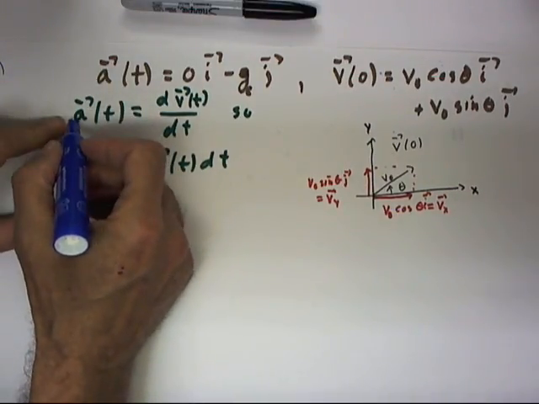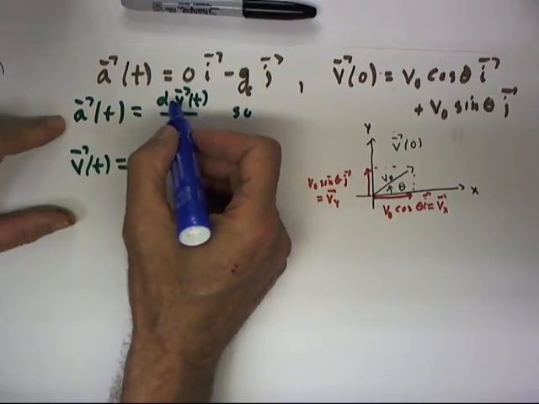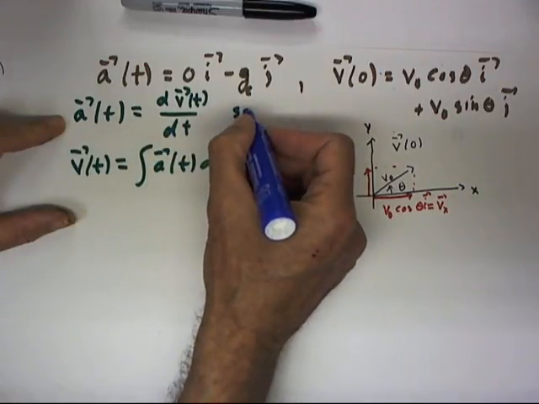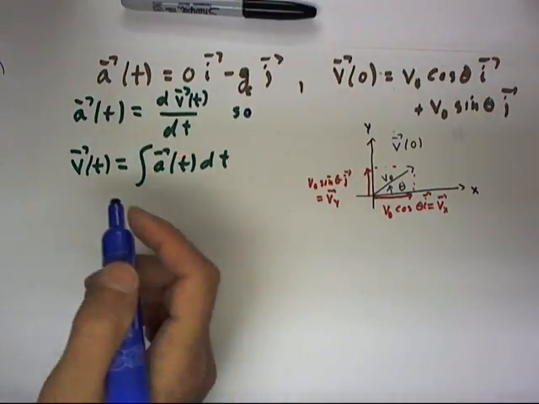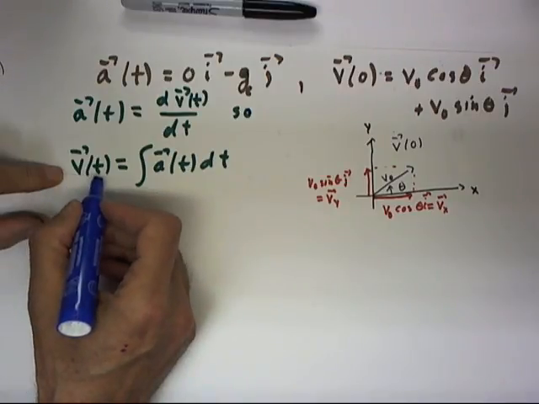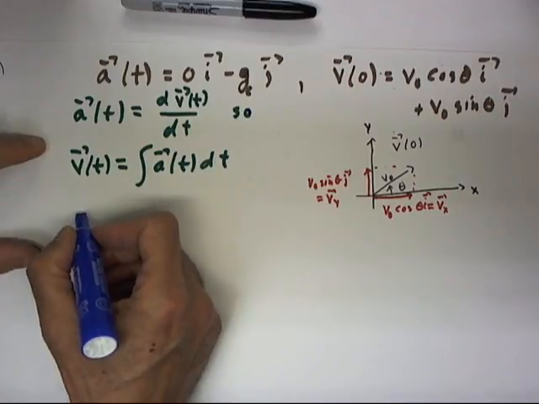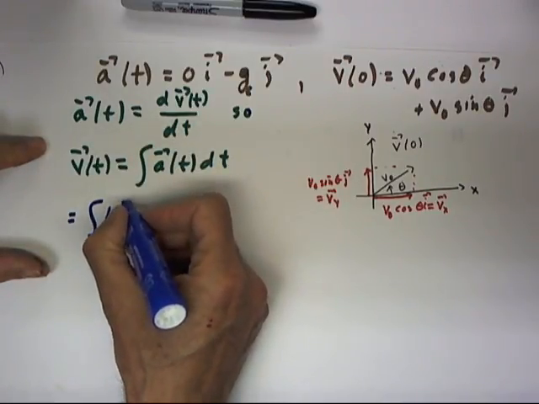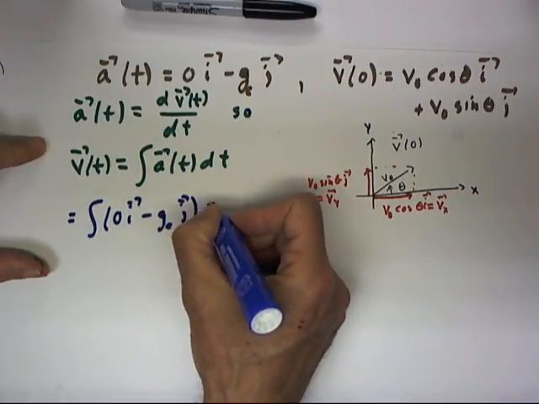We know that acceleration is what we mean by the derivative with respect to clock time of the velocity, so that a of t equals dv of t dt. If we simply assume that we can apply the same principles to vector functions that we can to their components, we conclude that v of t is an integral of the a of t function. And it's very easy to do this integral. We simply write out what a of t is. It's the integral of 0i minus g sub c j dt.